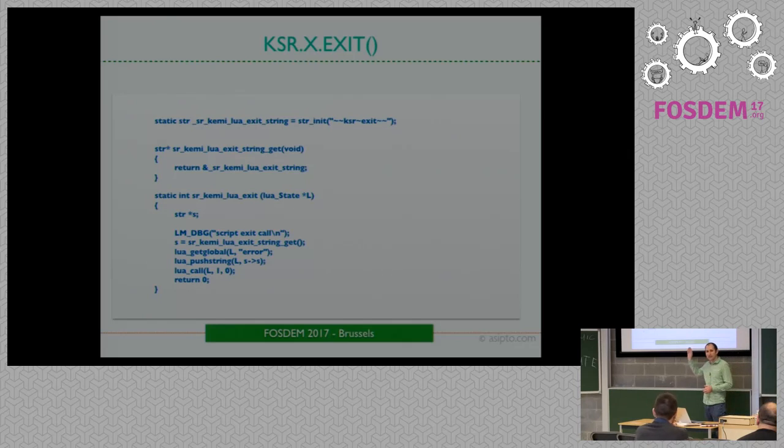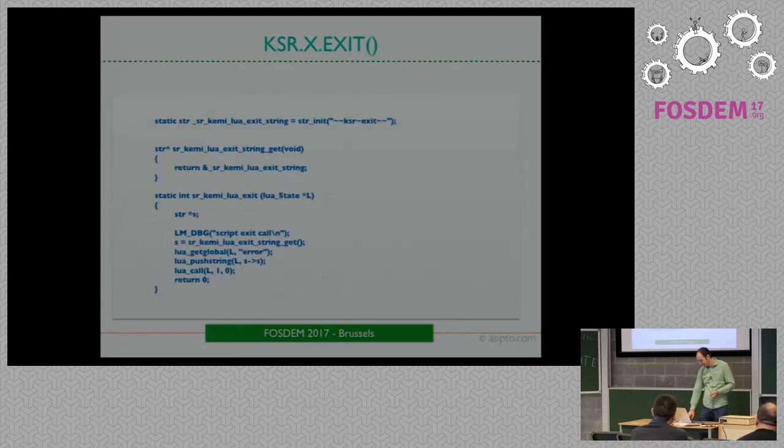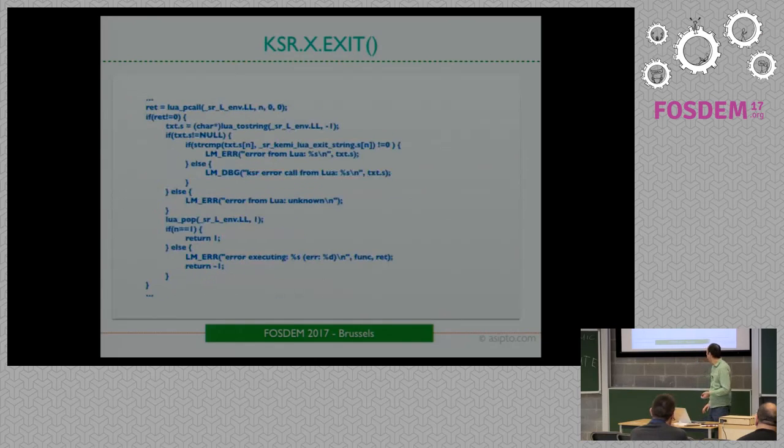I was looking at eventually optimizing it a bit more, using integer values instead of a string, but it was fast enough for what I needed. So this is the implementation of the exit inside our module KSR. You will have to use this function. Don't use the Lua exit. Use KSR.x.exit from extensions. It's not exported by another Kamailio module, it's exported by app_lua. This would be the implementation.